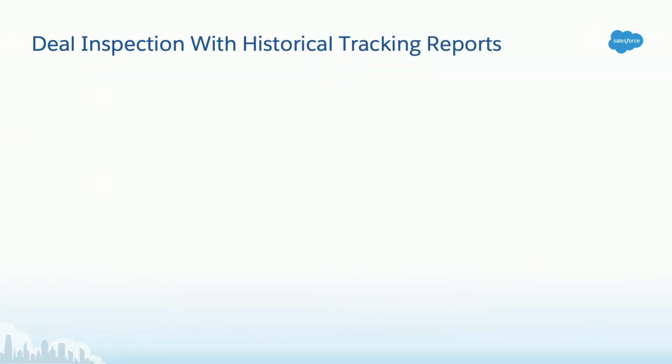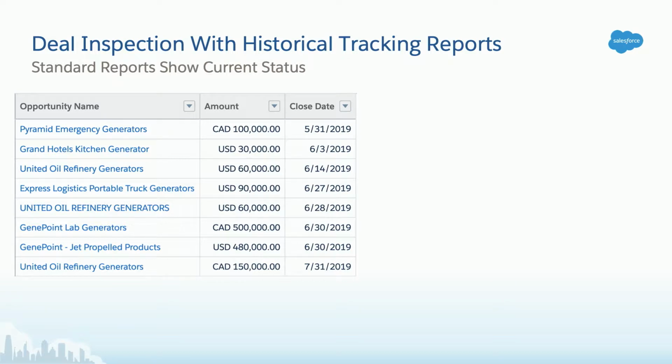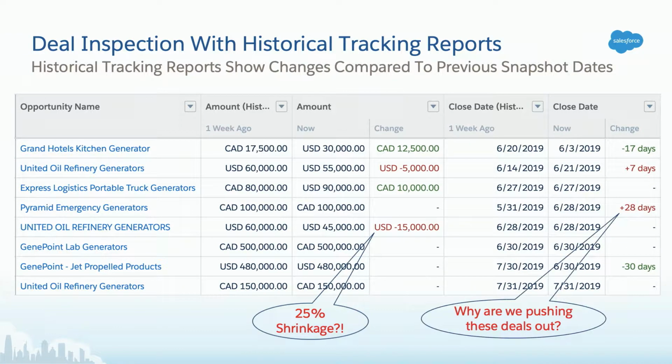What if you did this with historical tracking reports? So here's a standard report. It gives you the current status. It doesn't tell you whether things have shrunk since any point in time. But if you use a historical tracking report, you get some extra data here. You get some extra columns. Now you see this additional change column that says, hey, from 1 week ago to today, this particular deal shrunk by $15,000. Or this deal was actually pushed out by 28 days.